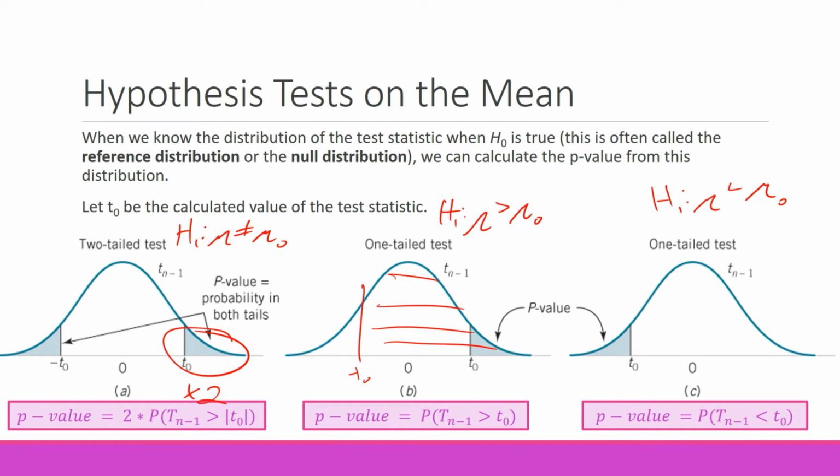Again, less than is a left-tailed test. You can remember the L's go together. Less than, left-tailed. A greater than test is a right-tailed test. Great, you got the second letter there is R. That can help you remember that it is a right-tailed test.